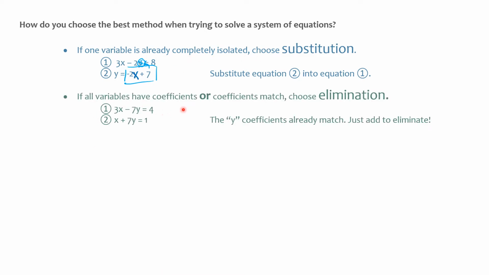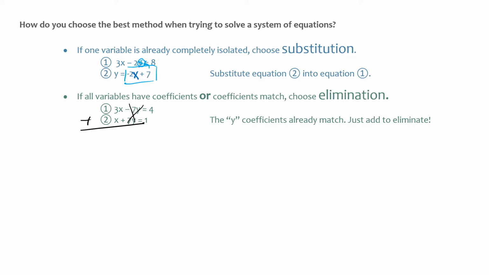If all variables have coefficients or the coefficients already match, then elimination is easiest to choose. For example, when we look here, the x's do not match, but the y's do. We have one positive 7, one negative 7. The y coefficients already match, so it would be really easy here to just add the two equations and the 7's, or the y's, would eliminate right there.